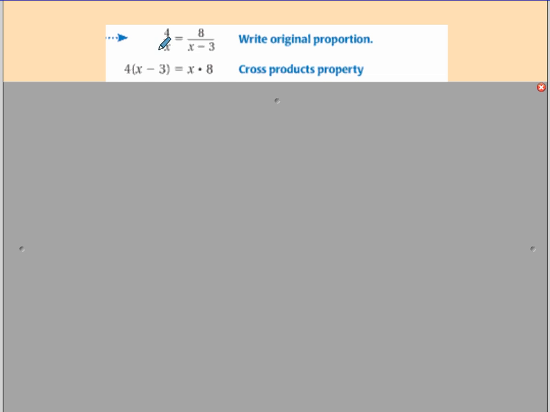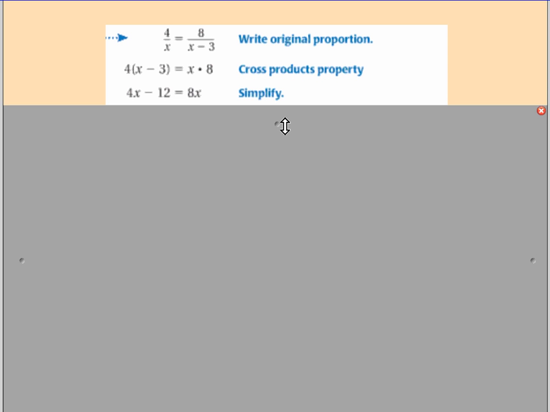And then we're doing 8 times x. From here, I'm just going to make it into a simple algebra problem. So I am going to use the distributive property. I'm going to get my arrows popping. 4 times x equals 4x. 4 times negative 3 equals negative 12. And then x times 8 is just 8x. And then I'm just going to simplify.